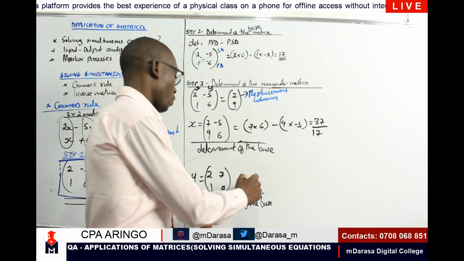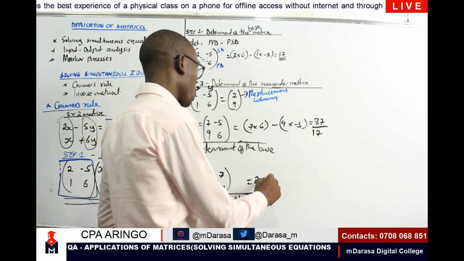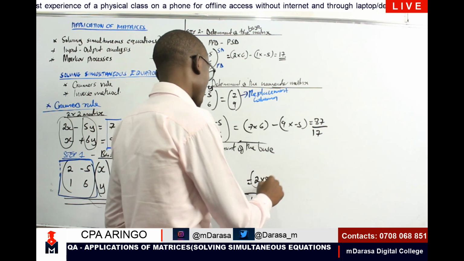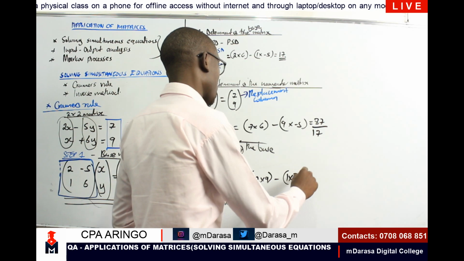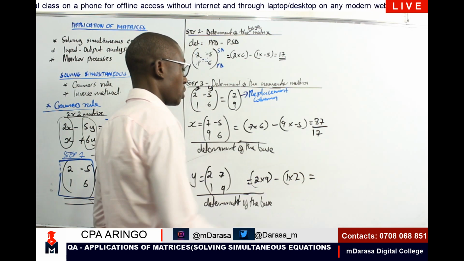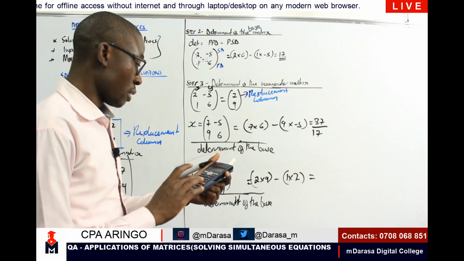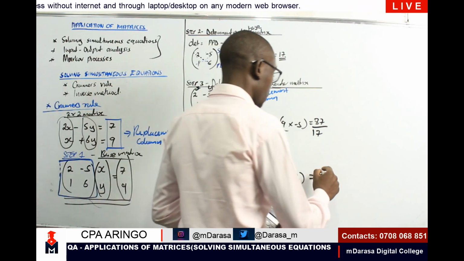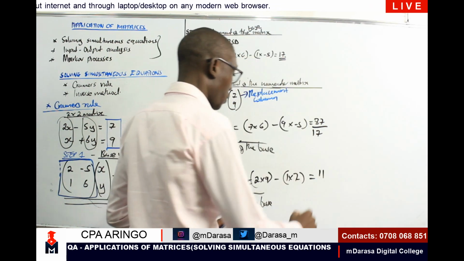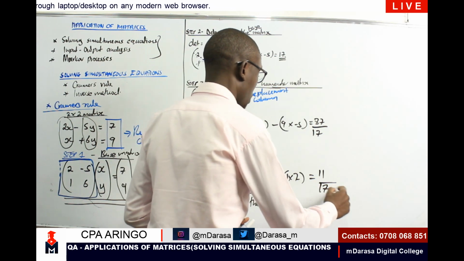What about the value of y? For the value of y, the same case, product of primary diagonal 2 by 9, less product of secondary diagonal 1 by 7. So at the end of the day, that should give us, of course, 2 by 9 minus 1 by 7. That should give us 11. So we're going to have 11 there. And of course, the determinant of the base matrix will not change. I should be having 17.